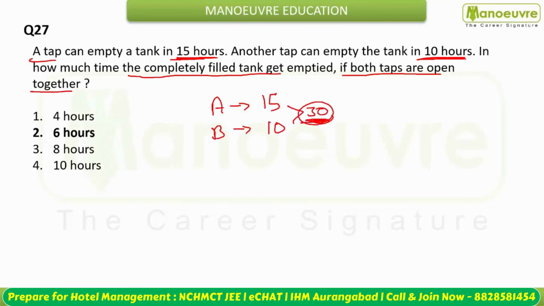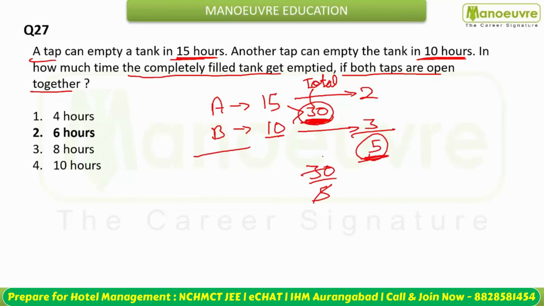If assuming 30 is the total work, A कितना काम कर रहा है per hour? He is doing 2 job. B is doing how much job? He is doing 3 job. Assuming this is the total job. Okay, now if both are emptying the tank, that is 3 plus 2 कितना? 5 work they are doing per hour. तो 30 वर्क करने में कितना टाइम लगेगा? That is 30 by 5, that is 6. If both are open, they gonna empty the tank in only 6 hours. Clear?